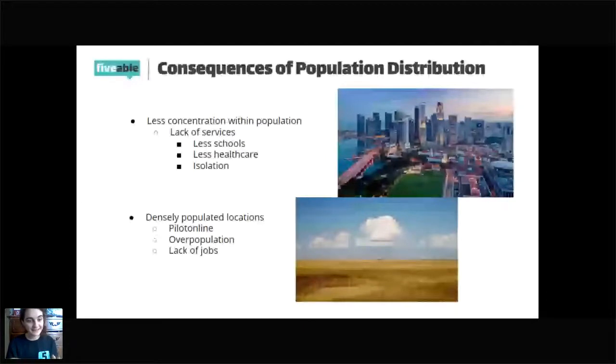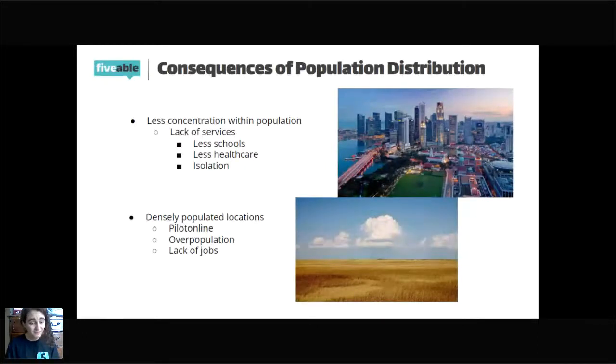But if somebody lives in a very isolated region, accessing that service might take them hours, right? So that's another disadvantage. And then obviously isolation, right? People are more isolated. They're not really in contact because people are living at a distance.